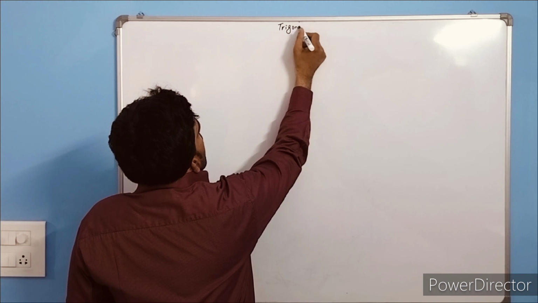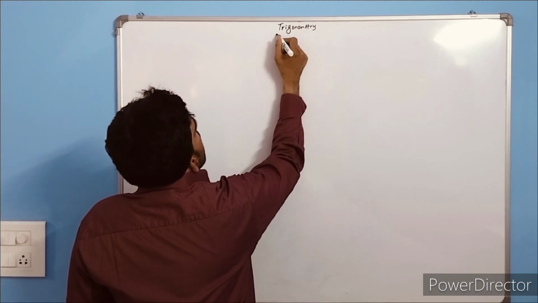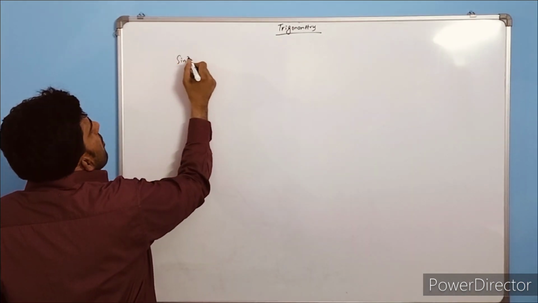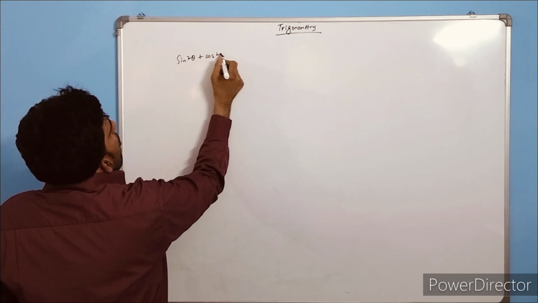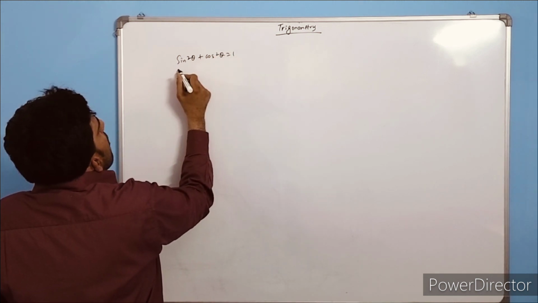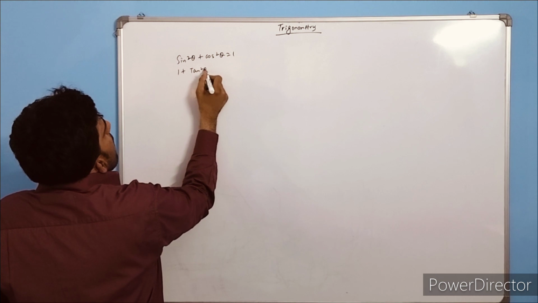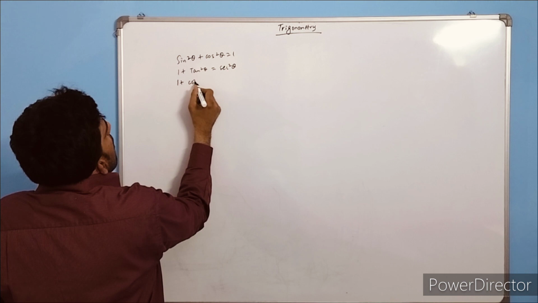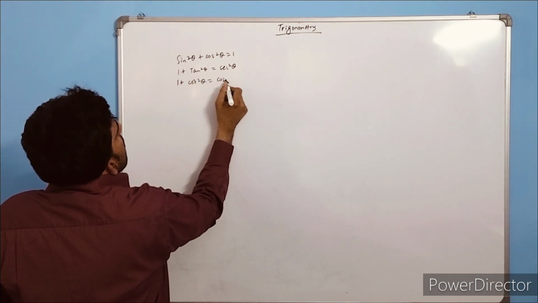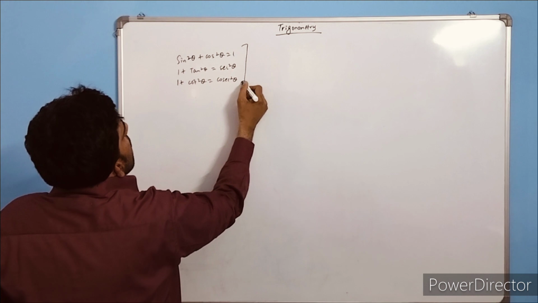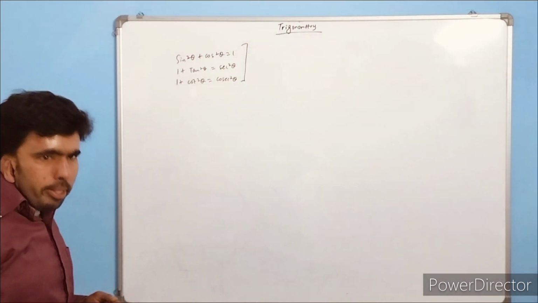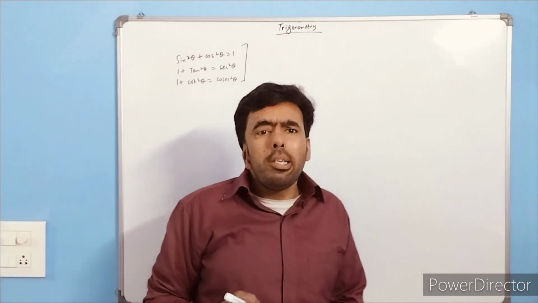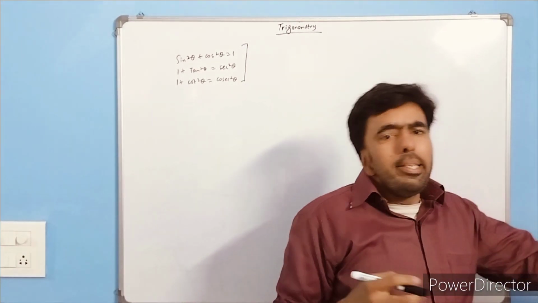So now we'll see how, with these identities which we were discussing yesterday, that is sine square theta plus cos square theta is equal to 1, 1 plus tan square theta is equal to sec square theta, 1 plus cot square theta is equal to cosec square theta. Okay, so we'll now solve numericals based on these identities. Let us see how these identities are applied in the numericals.